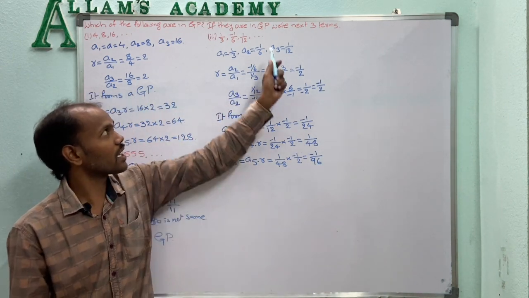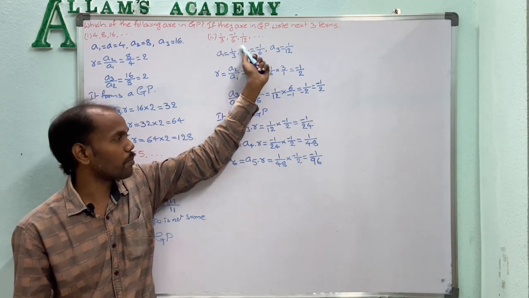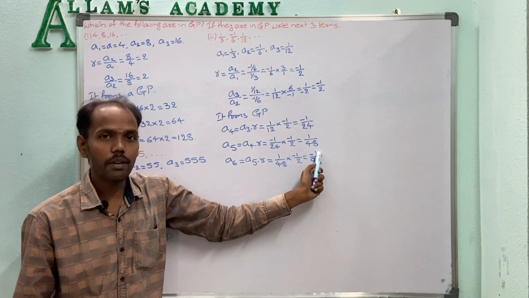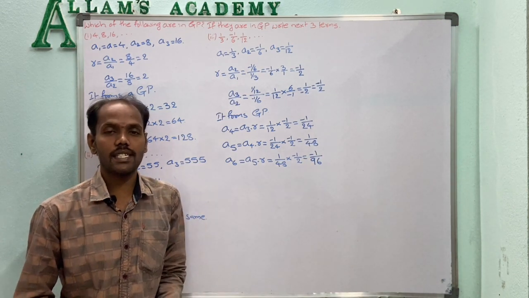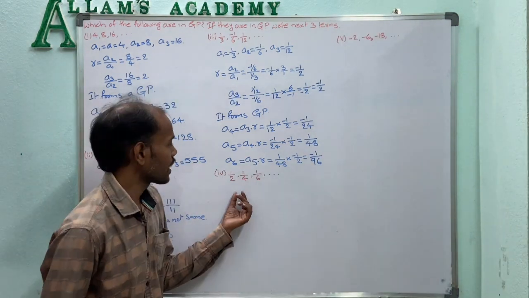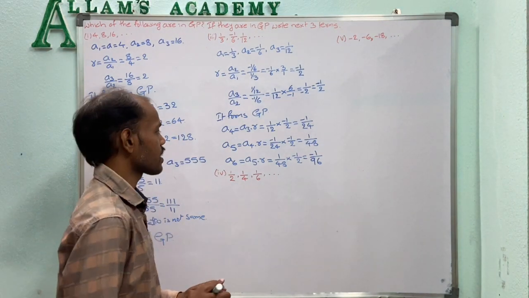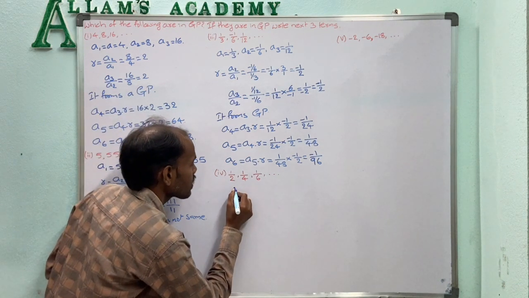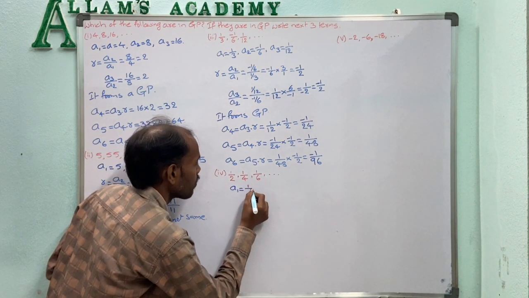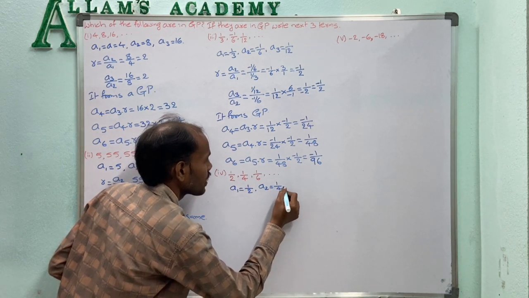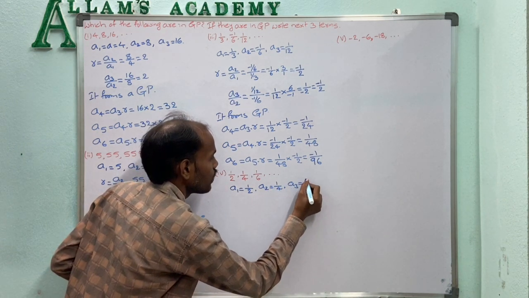So the next three terms of this geometric progression are minus 1 by 24, 1 by 48 and minus 1 by 96. Now here the next series of numbers is given: 1 by 2, 1 by 4, 1 by 6 and so on. So in this series the first term A1 is equal to 1 by 2, the second term A2 is equal to 1 by 4, and the third term A3 is equal to 1 by 6.